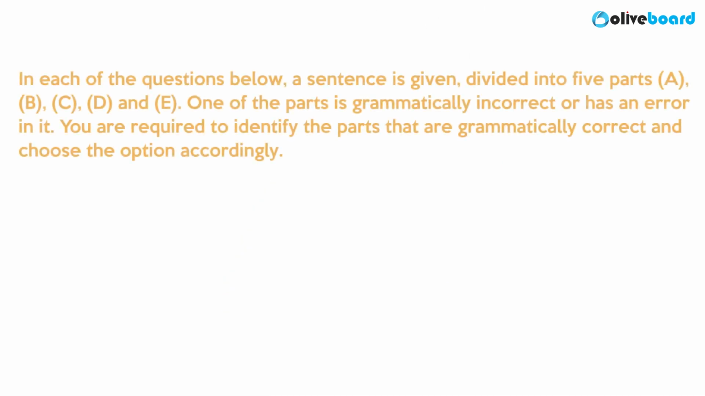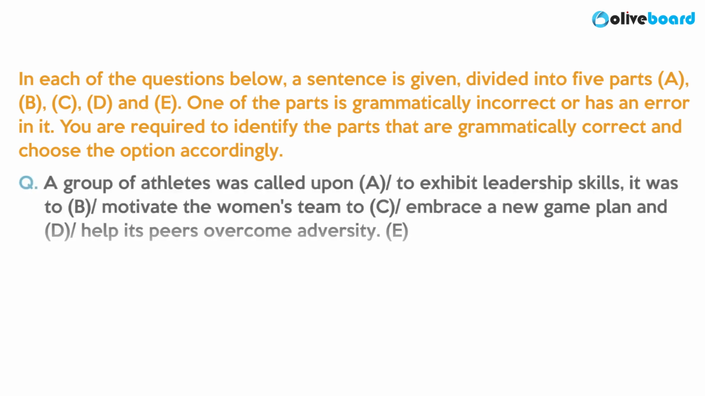As you can see in this question, you are given a sentence that is divided into 5 parts. Now one of the parts may have an error in it. You are required to identify that part, but from the options that are given to us, we have to pick the option that denotes the parts that are absolutely correct. तो चलिए statement पढ़ते हैं.